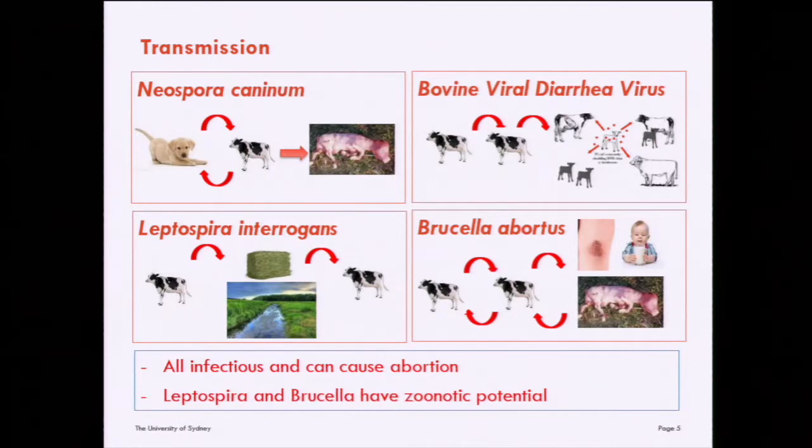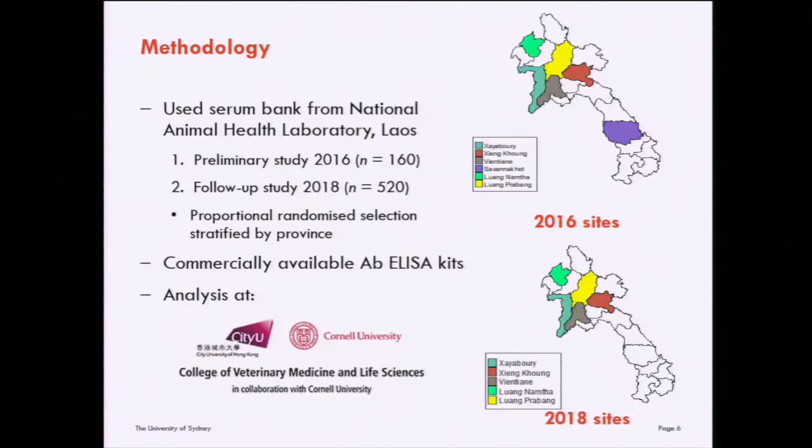I won't go into transmission, but just making the point that all of these pathogens can cause abortion. Their transmission is possible in the village context, for example, for neospora, we have the presence of semi-domesticated free-roaming dogs, and we have warm, humid conditions in the wet season. And of particular importance, leptospirosis and brucella have zoonotic potential.